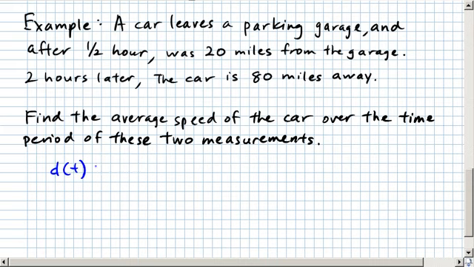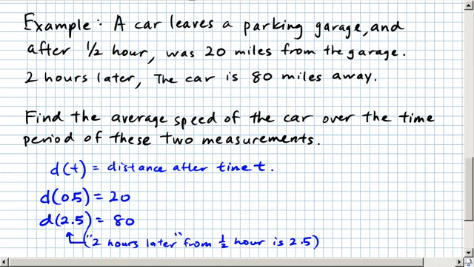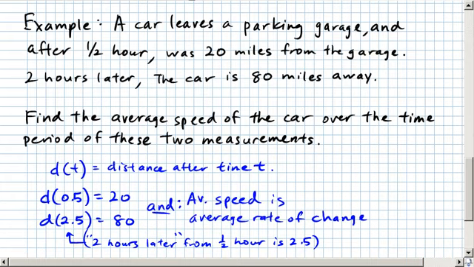Okay, so the distance after time t. So we know these two values of the function that we're looking at. We know that d of 0.5 is equal to 20. We know that d of 2.5 is equal to 80. In addition, we need to translate the phrase average speed to mean average rate of change. Okay, we're looking at the average rate of the change in distance over time. So basically, that's a speed in this case.